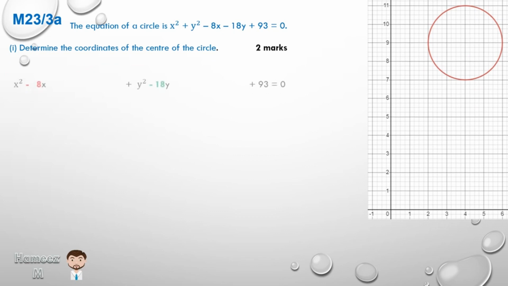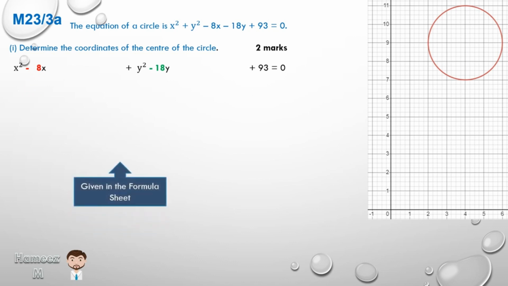So let's rewrite it. x squared minus 8x plus y squared minus 18y plus 93 is equal to 0. We're putting the x's together and the y's together. And pretty much what we're doing, we're trying to complete the square for the terms in x and similarly for the terms in y. Well, the easiest way to do that will be to split the middle term.